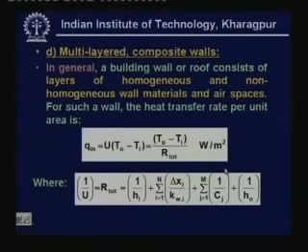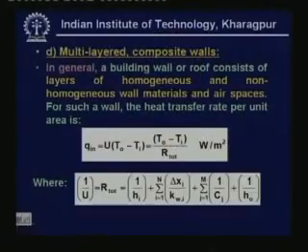Now let us look at a combined wall, a multi-layered composite wall. In general, a building wall or roof consists of layers of homogeneous and non-homogeneous wall materials and air spaces. That means the same wall may consist of several layers. One layer may consist of a homogeneous material, second layer may consist of a non-homogeneous material, third layer may consist of an air space, and so on. So this kind of a wall is known as a composite wall or a multi-layered wall.